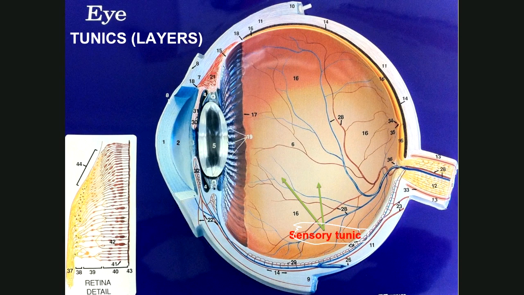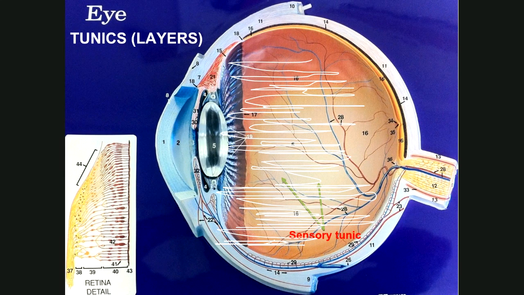Okay, well, let's look at the sensory tunic. So remember, the sensory tunic covers this whole thing. So all of this is the sensory tunic. But remember, it's clear. So we can see through it, and we can see blood vessels and all that. But it covers this whole thing.